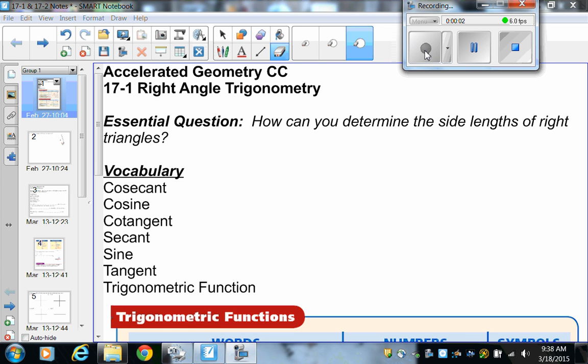This is the video for accelerated geometry on section 17-1 and 17-2. 17-1 is on right triangle trig, which is going to be a lot of review of what we did last year. The essential question is, how do you determine the side lengths of a right triangle?